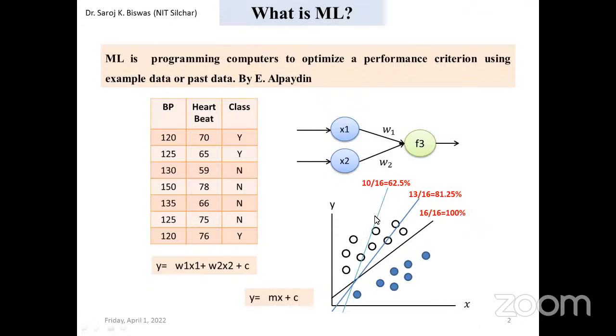When the linear discriminant function is here, now if you find the accuracy, considering that one side of the linear discriminant function represents one class and the other side represents another class, then how much is the accuracy? It's 10 by 16, 62.5%. Why? Because 3 white dots are classified properly and these blue dots are classified properly, but these dots did not classify properly, right? That's why here the accuracy is 62.5%.